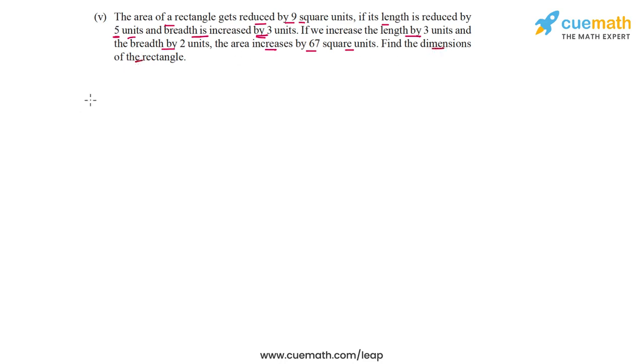So we have to find the dimensions of the rectangle, which means that the unknowns are the length and breadth of the rectangle. So let's assume that the length of the rectangle is L units, and let's assume that the breadth of the rectangle is B units. Now, to help us understand what this problem really means, it will be very helpful to draw a visual model of the given situation and the given information.